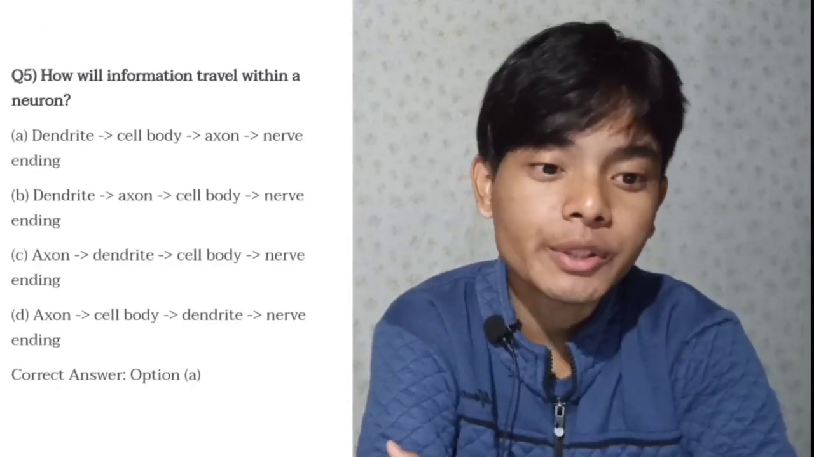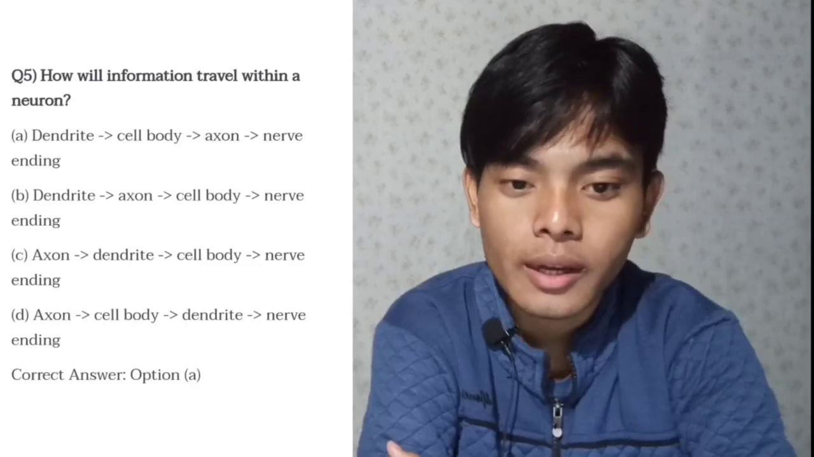Question number 5. How will information travel within a neuron?